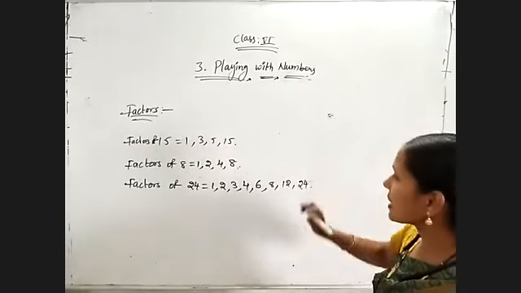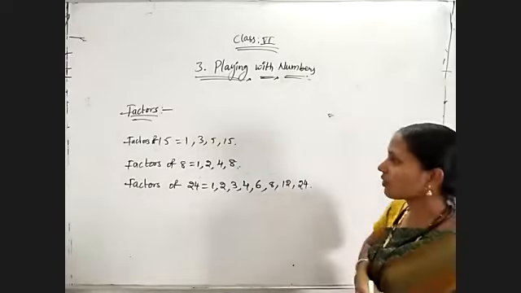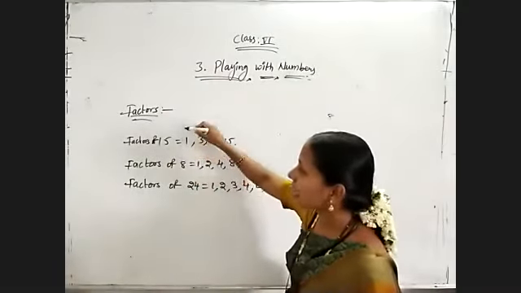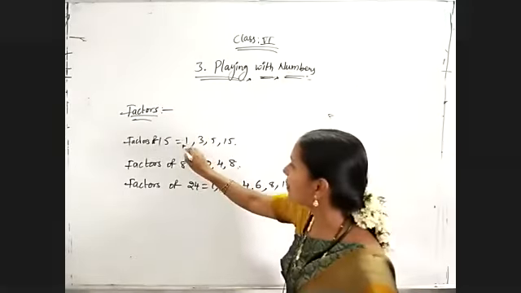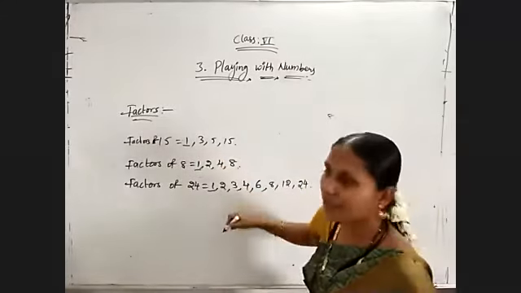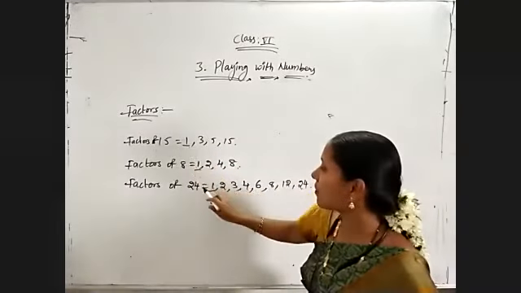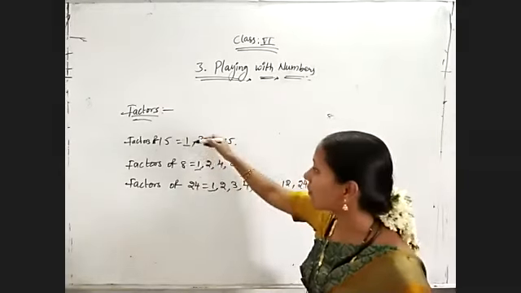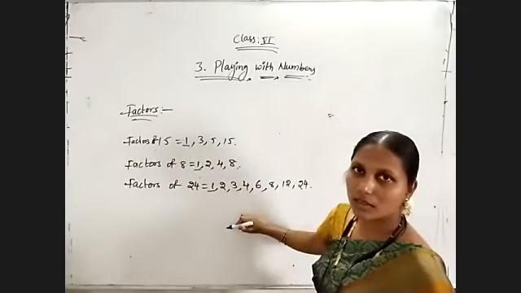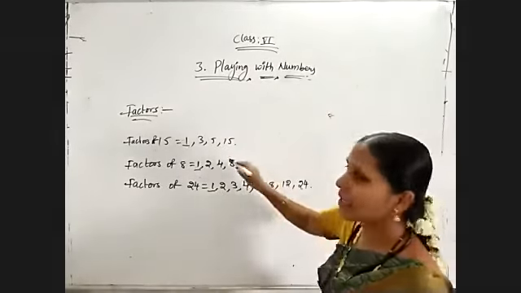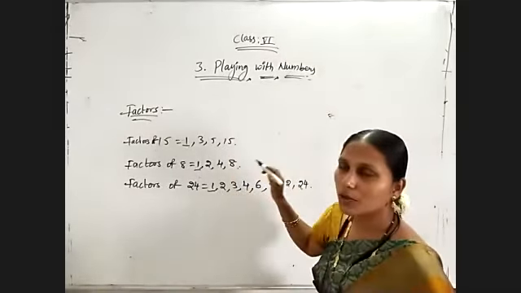Okay, so just observe now. Why am I telling all this? Observe the first factor of every number. What is the smallest factor of every number? 1, 1, 1. So 1 is a factor of every number, and it is the smallest factor. And factors are countable. We can count how many factors are there.